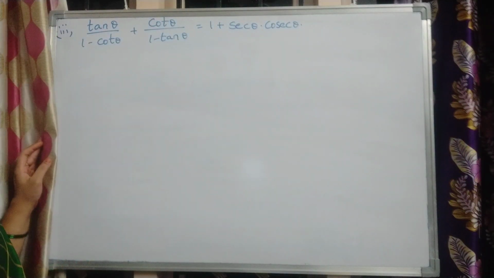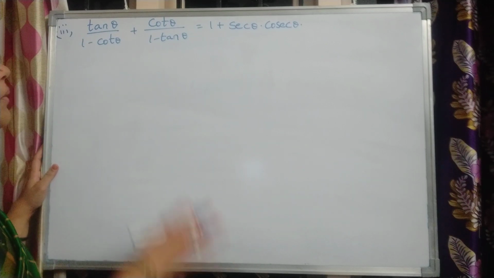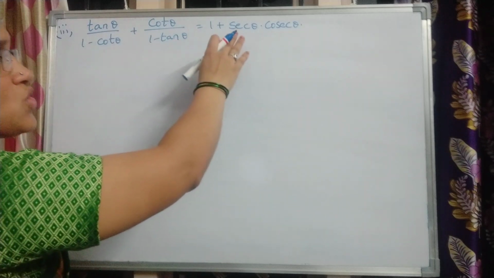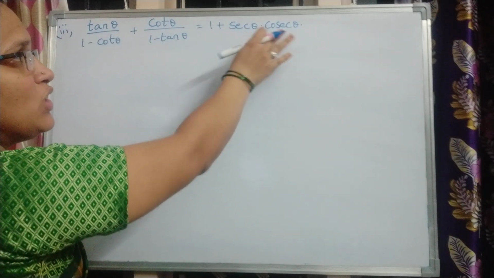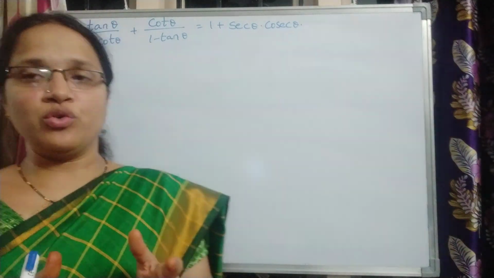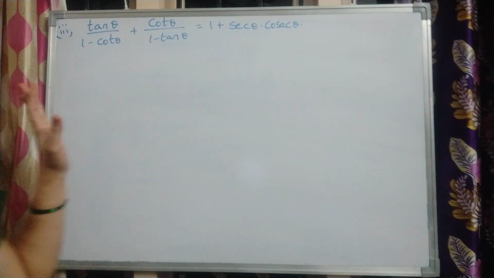So the question given here is tan theta by 1 minus cot theta plus cot theta by 1 minus tan theta is equal to 1 plus secant theta into cosecant theta. Okay. As for every question, I will tell you one thing here.